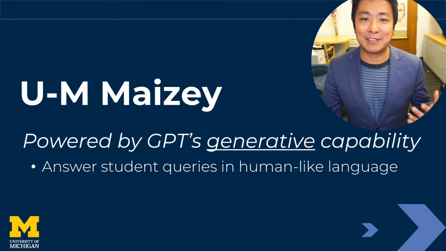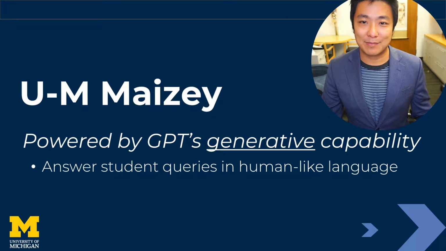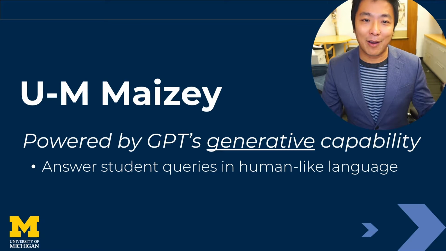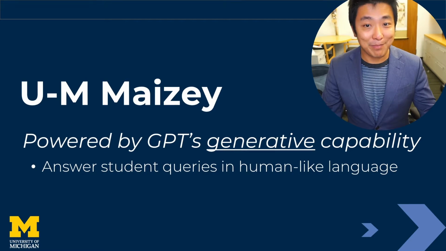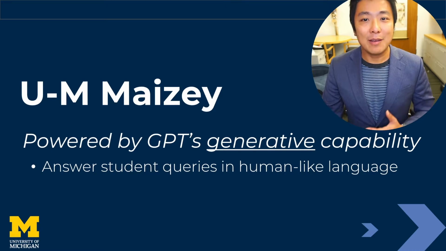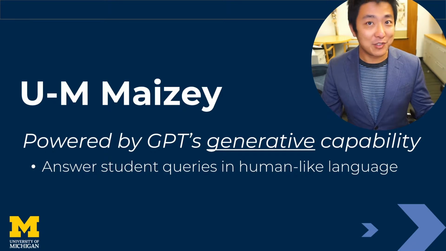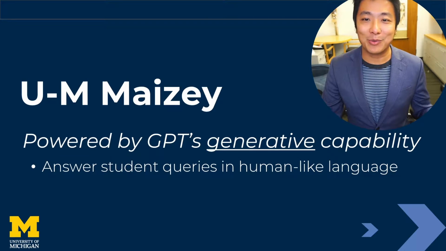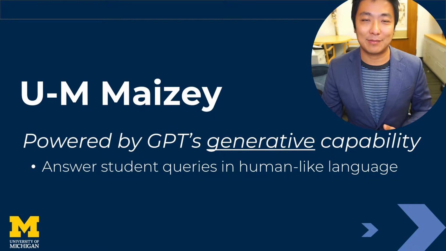Say a student asked about a specific case study from last week. Behind the scenes, Maizey dives into your course materials to retrieve the content that's most relevant to the query. Then, it harnesses the power of the GPT engine, yep, that's the same one behind ChatGPT, to deliver a tailored answer in clear, natural language to the student. Essentially, by using Maizey, you're merging the best of ChatGPT with the best of your own course materials to answer student questions in real time, 24/7.